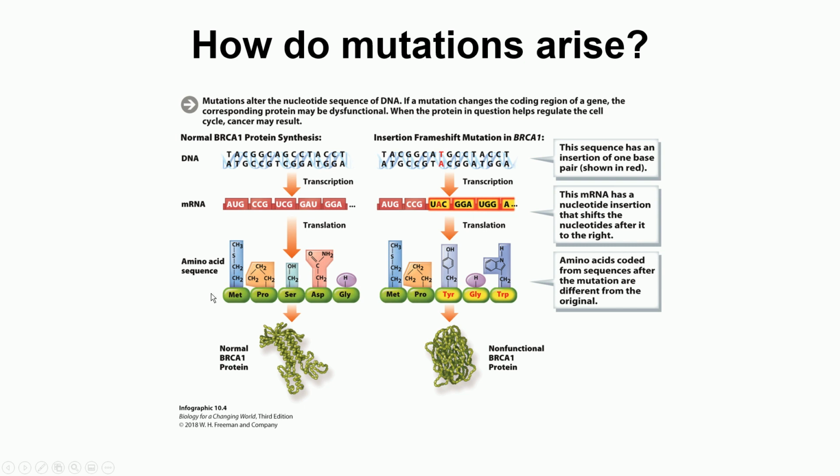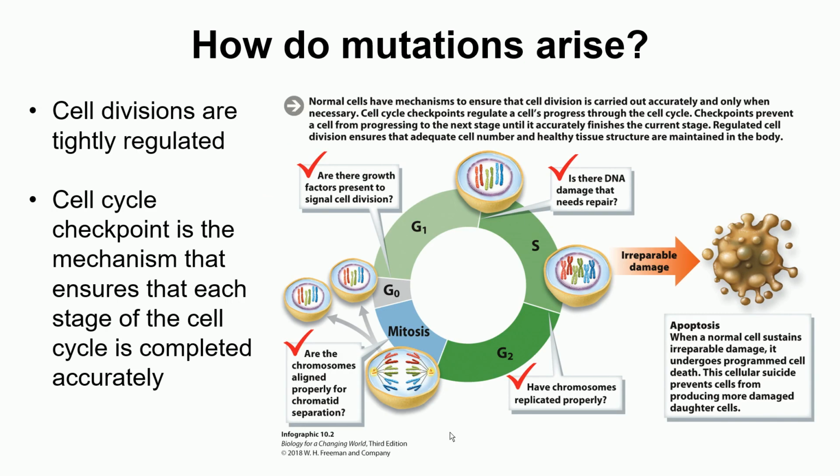You can see the order of amino acids is methionine, proline, serine, aspartic acid, then glycine. Now after this methionine, proline, everything is changed. The protein which is formed is different from the normal protein, and this is the non-functional BRCA1 gene. So this is the impact of a mutation.